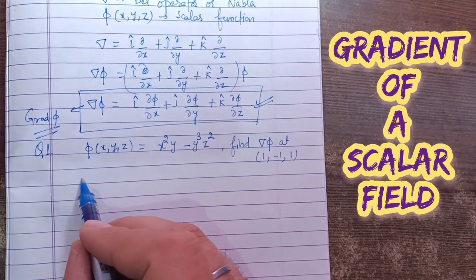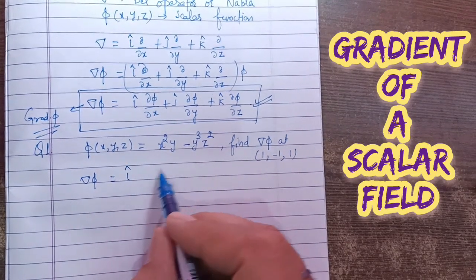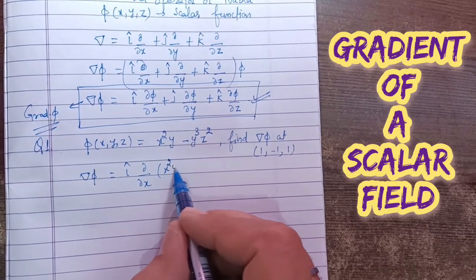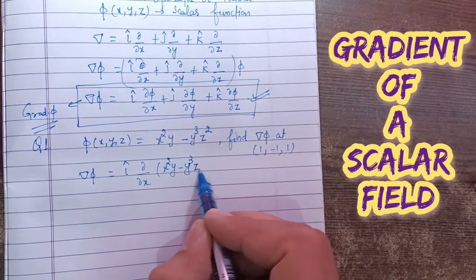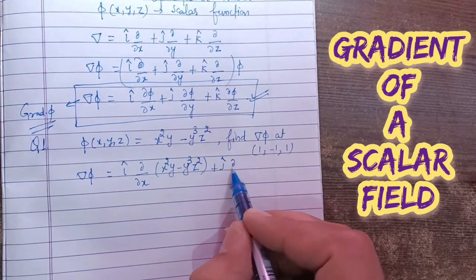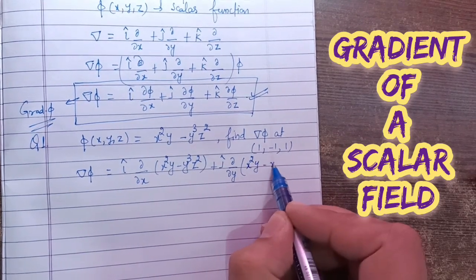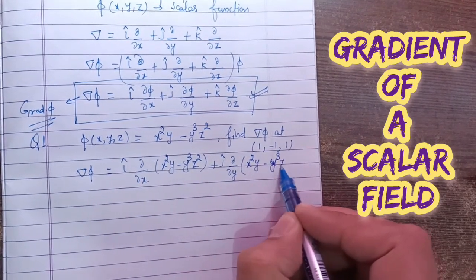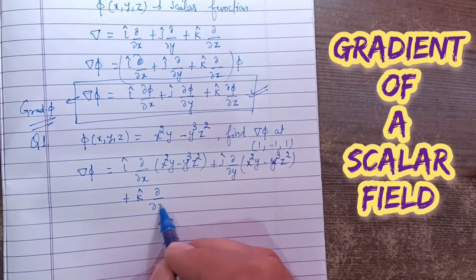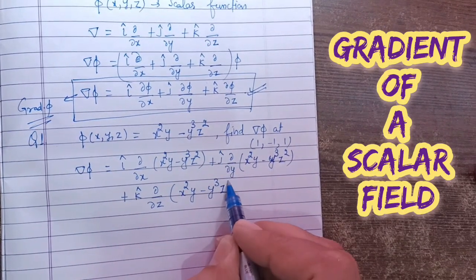So how we can compute the gradient of this function phi? So we operate del on this phi. So apply this formula, it is i cap del by del x of this phi. This phi means to say x square y minus y cube z square. Then it is plus j cap del upon del y of this again phi, that is x square y minus y cube z square. And last it is k cap del by del z of x square y minus y cube z square.